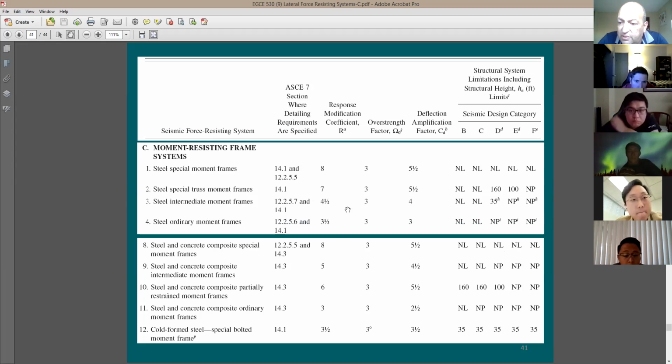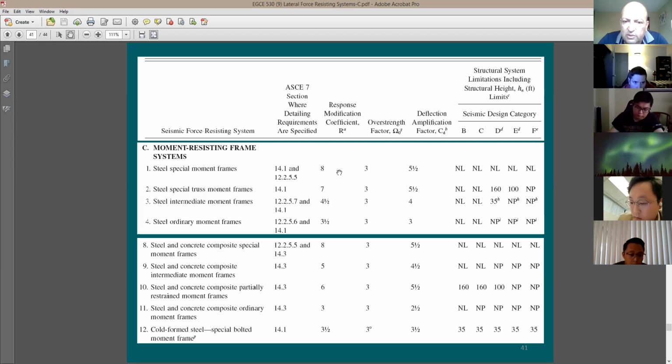The one that we'd like to use is gonna be the special moment frame. This is the one that has the RBS connection or the top plate. So as long as you're able to control the plastic hinge location, you can take this R of 8, besides lots of other considerations when it comes to steel design of members.